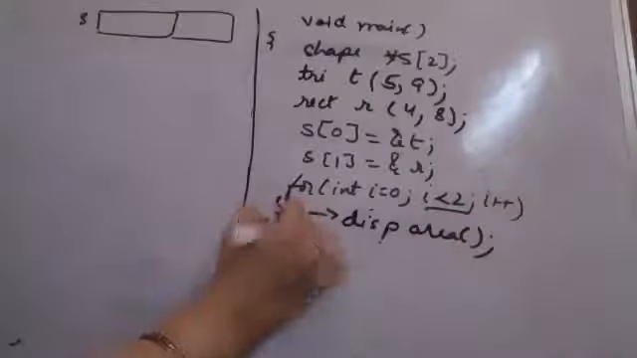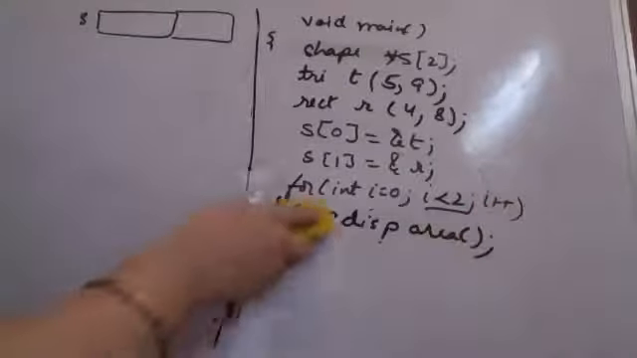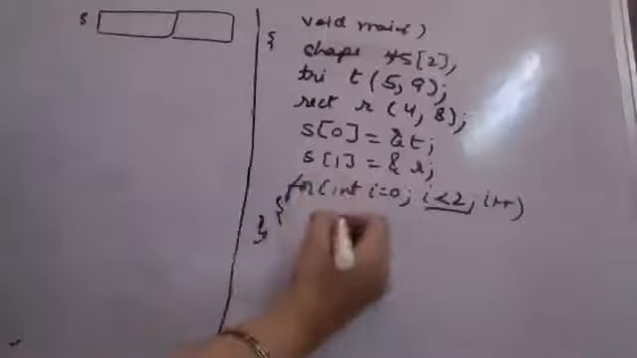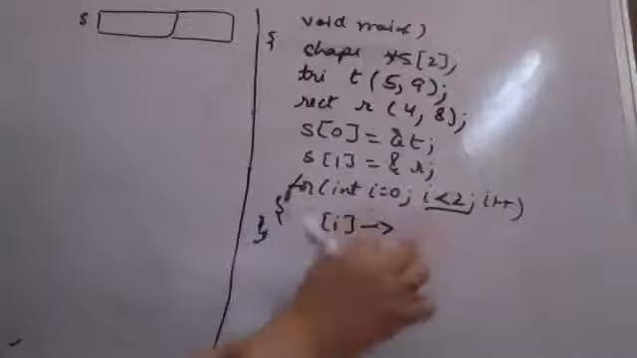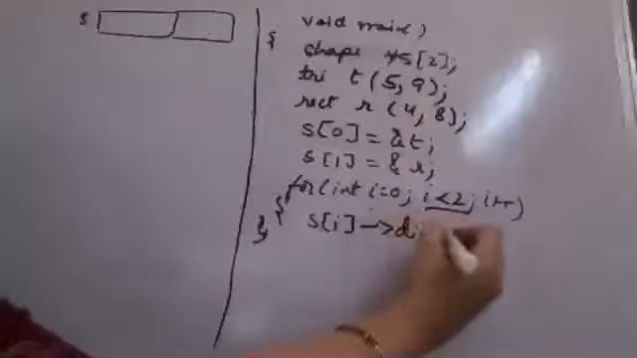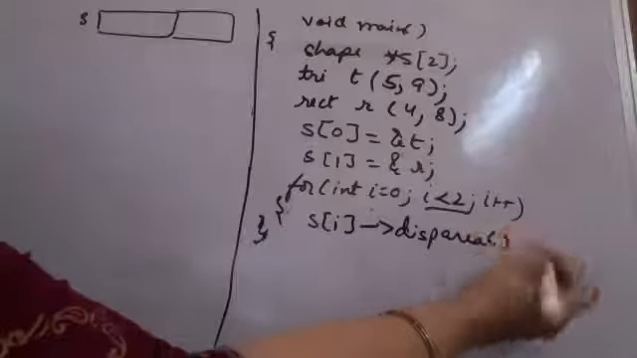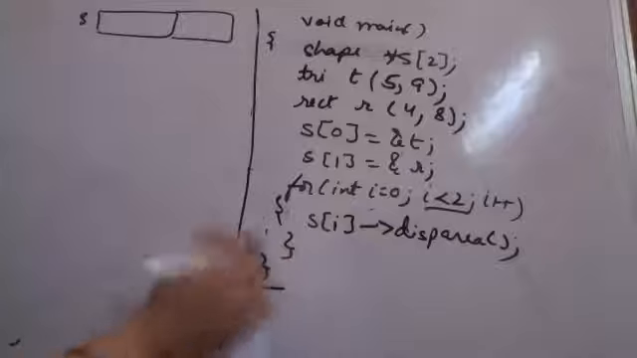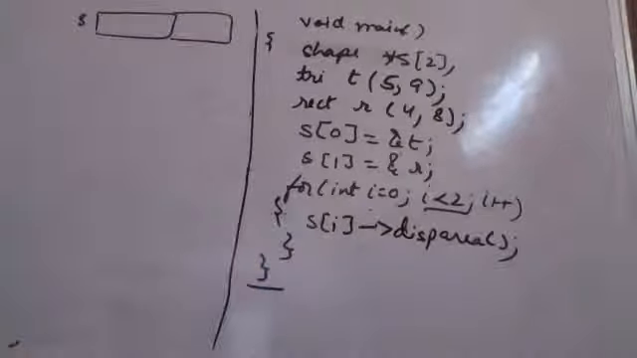What am I doing here? Instead of calling S display area, I am calling S of I arrow, because it's a pointer, display area. So you could add many shapes. So you close this for loop and close the main. So let us see what happens now.